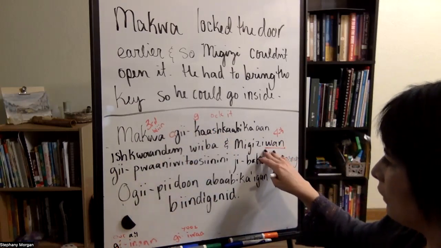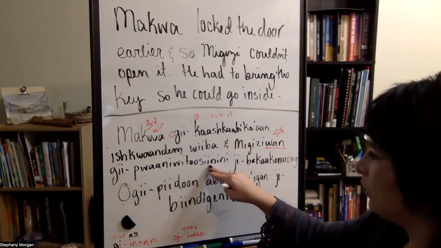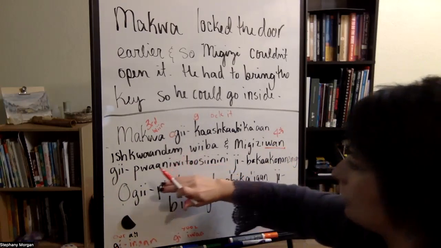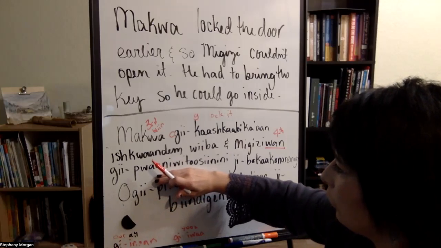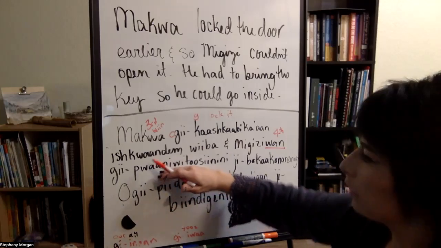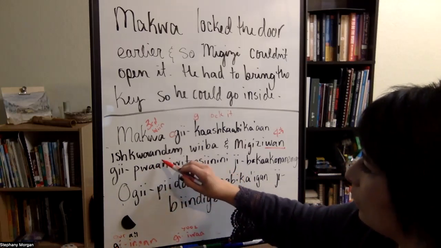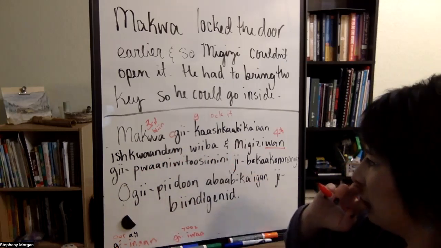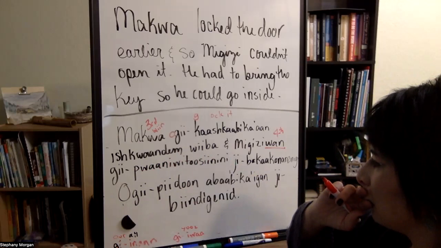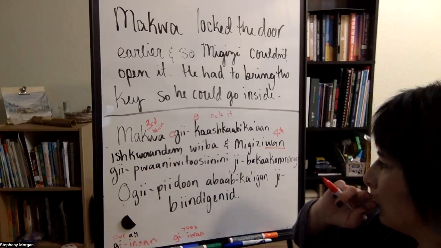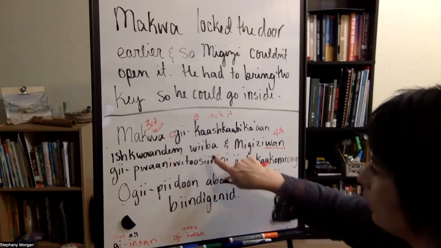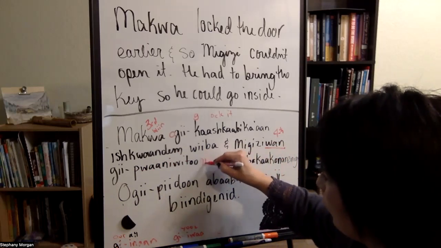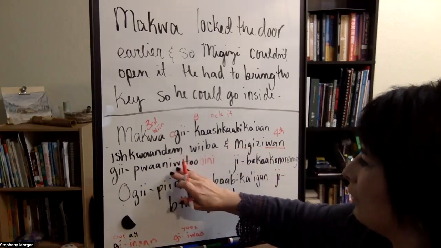And so what is Migizi doing? Buanawatusin is the word for he or she is unable. So that's in ween form there. Wait, he or she. I think I wrote that wrong. Buanawatun, he or she was unable.